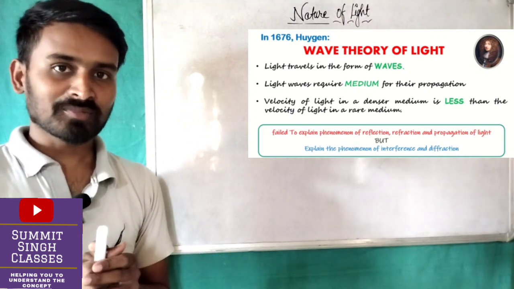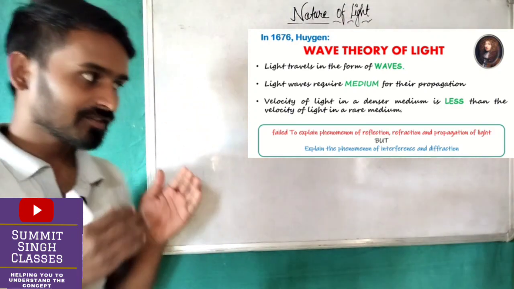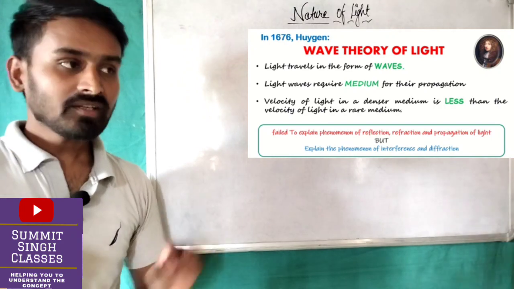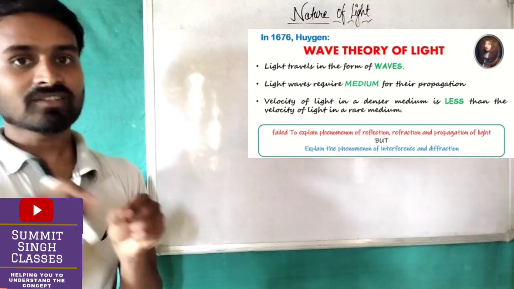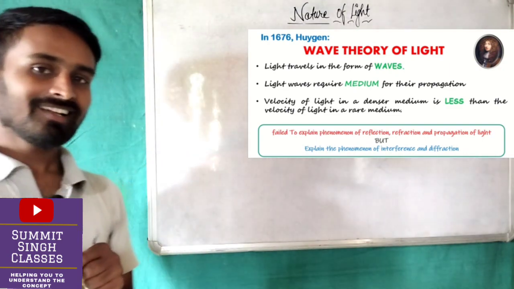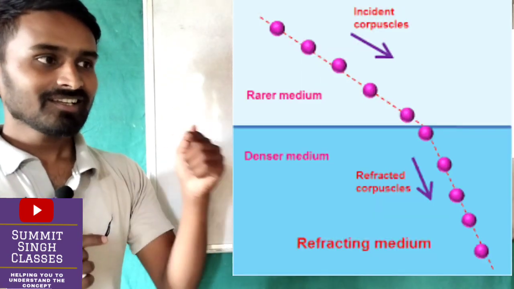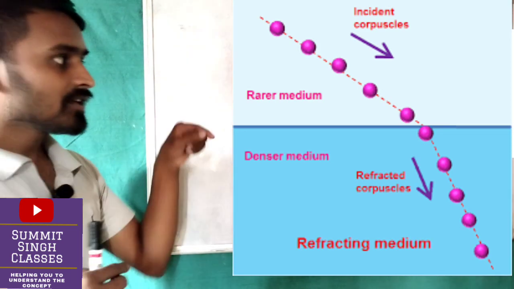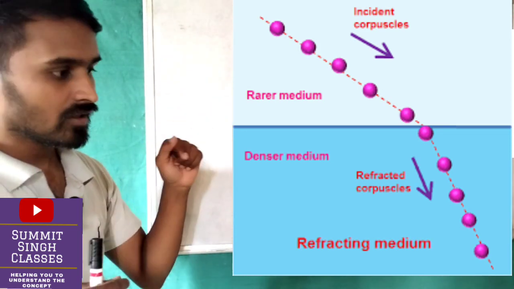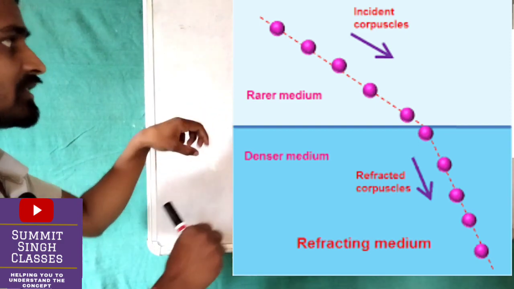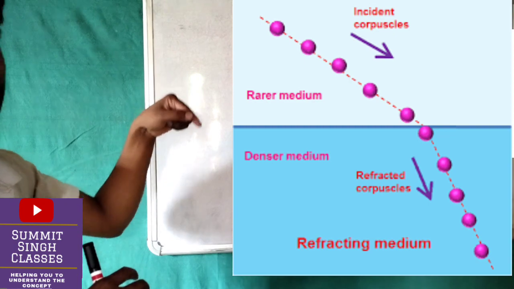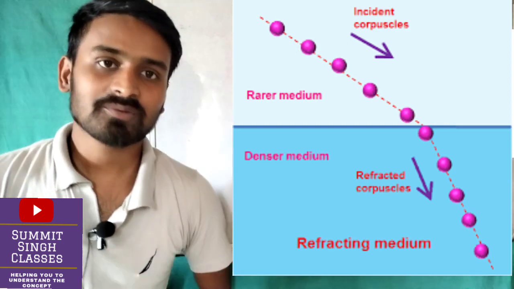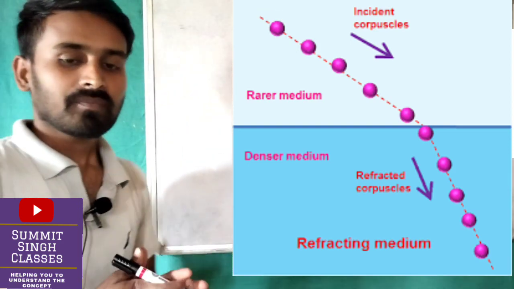The third point given by wave theory is that light travels with a higher speed in the rarer medium. That means the third statement was that light has a higher speed in a rarer medium and a lesser speed in a denser medium. Do you understand that? If light is traveling in air and water, then comparing both, light has the higher velocity in air and the lesser velocity in water. And this was the right statement.